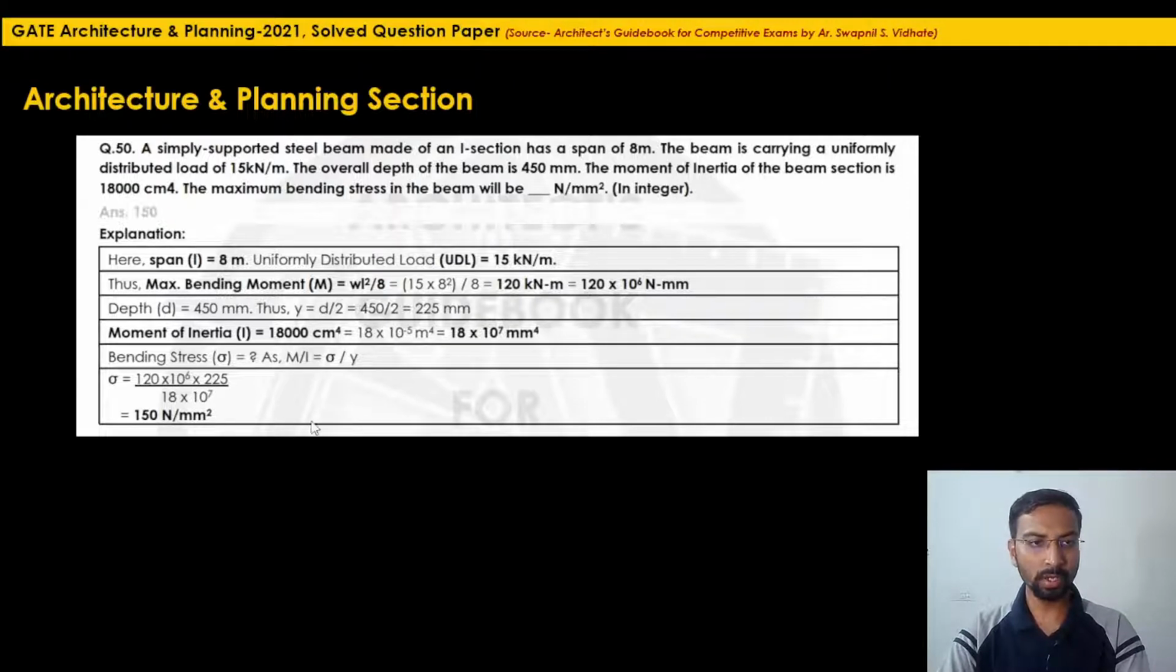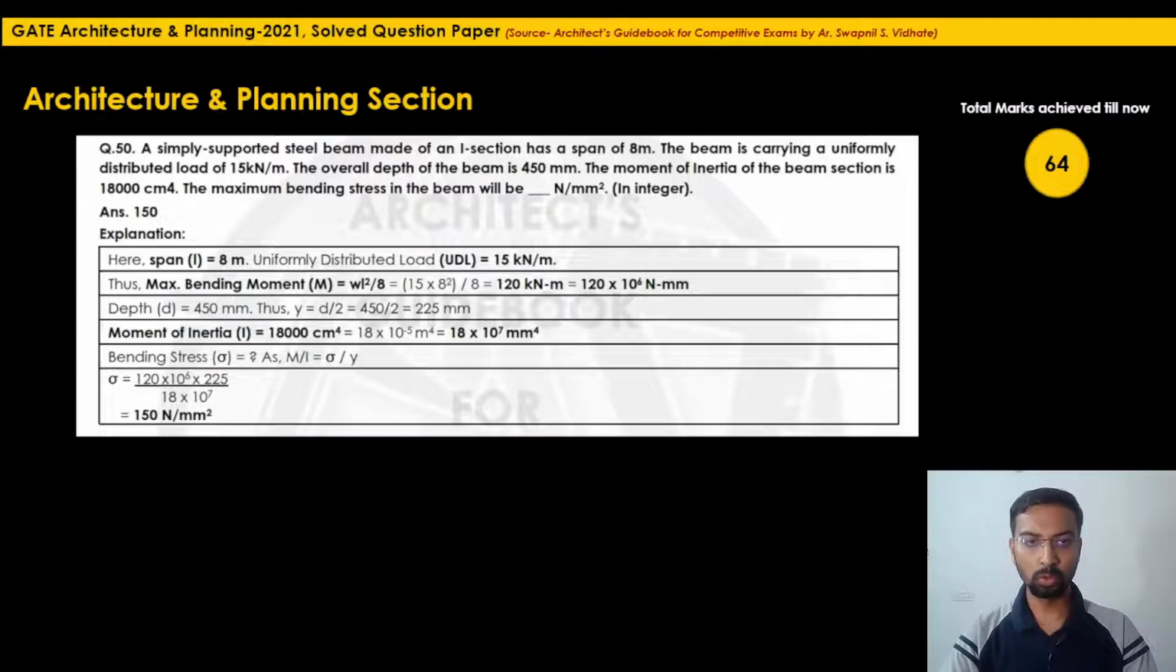So what is the final answer? Final answer is 150 as per the final answer key. So this question was also simple to solve of GATE 2021. So till now we have achieved 64 marks. We are left with, I think, 5 numerical questions. Let's go through them one by one. We will go to the next question.